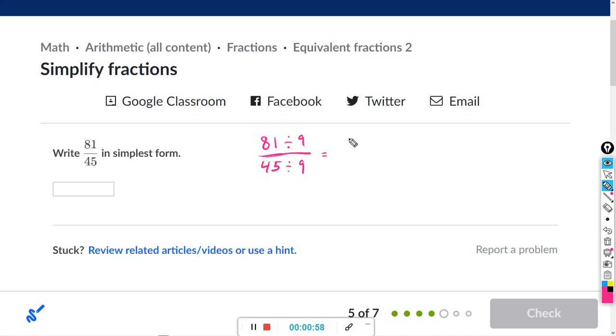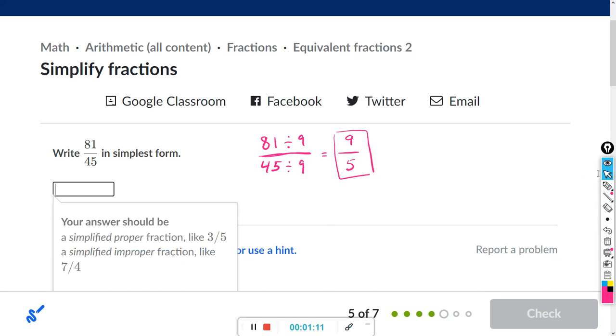So 81 divided by 9 is just 9. 45 divided by 9 is just 5. And you enter this number in the box. Okay, in order to write a fraction, you can just use the slash. So I am going to type 9/5.